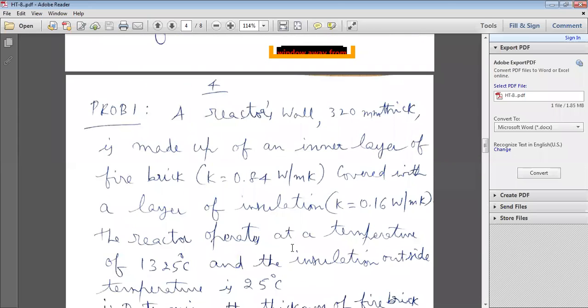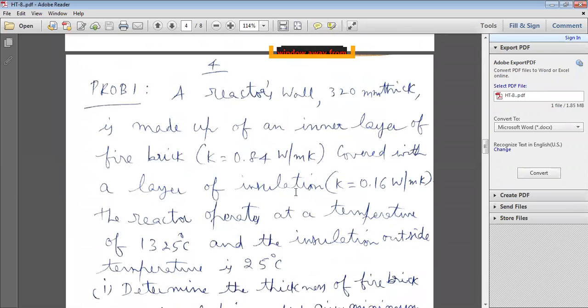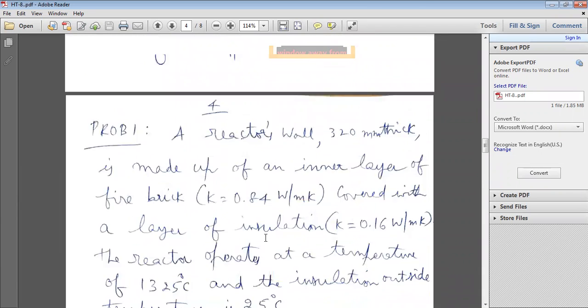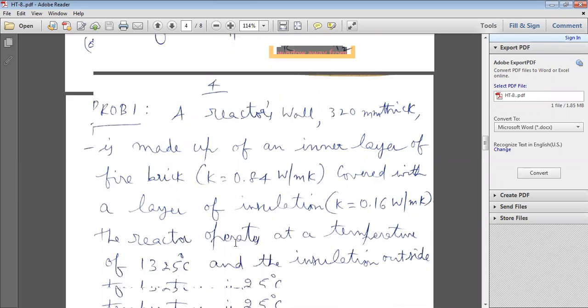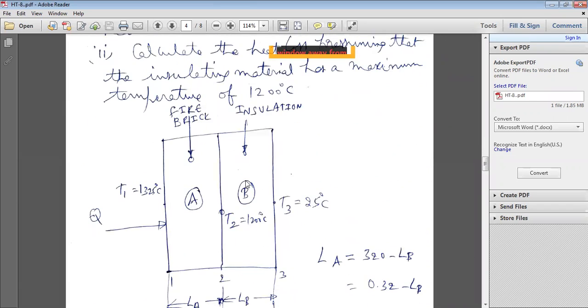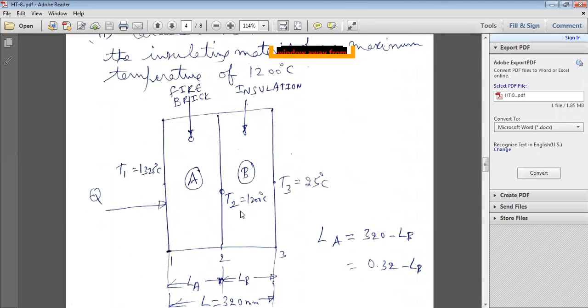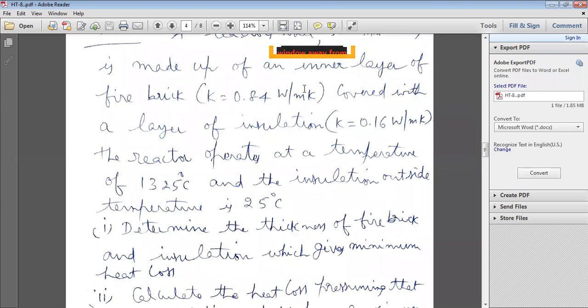So, the thickness of the wall L, of this complete reactor wall, is 320 mm. So a reactor wall 320 mm thick is made up of an inner layer of fire brick. This one is the inner layer, fire brick, and this is the outer layer. The inner layer fire brick has thermal conductivity Ka, the thermal conductivity of material A, equal to 0.84 watt per meter Kelvin.